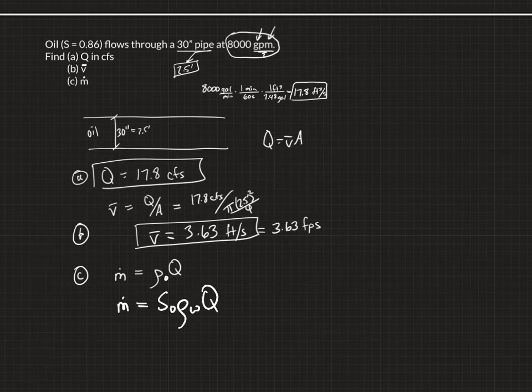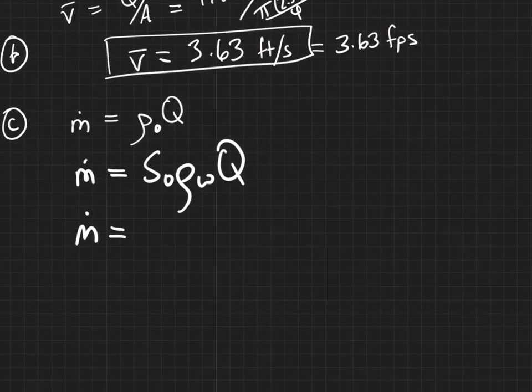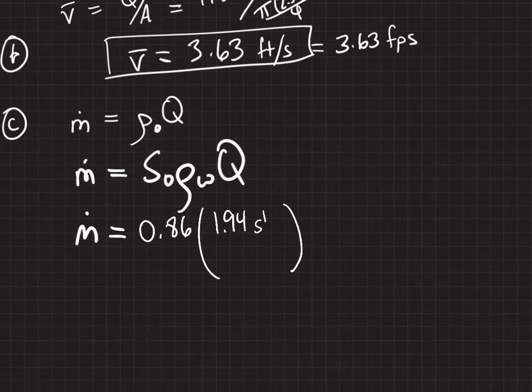Okay, so once we are ready with that, we can say m dot equals, well, the S of the oil was 0.86, times the rho of the oil. Think for a second, what is the rho of water? We're in the English system, okay? So it's going to be 1.94 slugs per cubic foot. Some of you are resistant to this word slugs, and I know that. You're just going to have to figure it out.